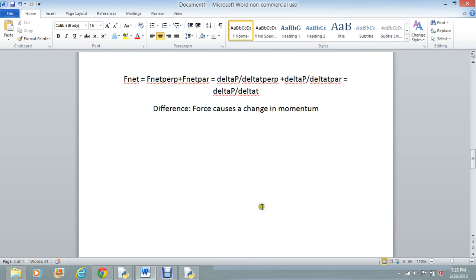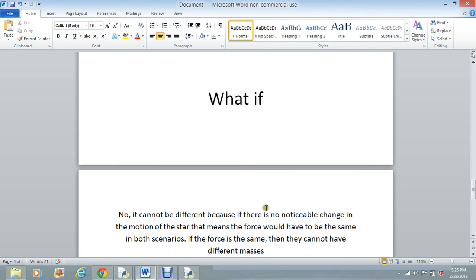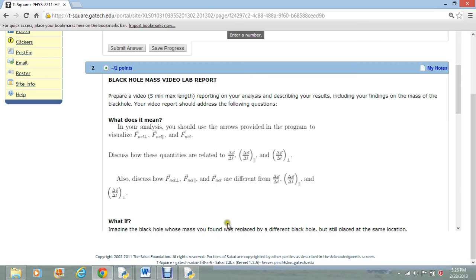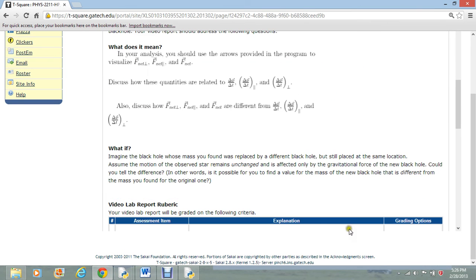Then that takes us to the what if question. The question was, imagine the black hole whose mass you found was replaced by a different black hole, but still placed at the same location. Assume the motion of the observed star remains unchanged, and is affected only by the gravitational force of the new black hole. Could you tell the difference? In other words, is it possible for you to find a value for the mass of the new black hole that is different from the mass you found for the original one?